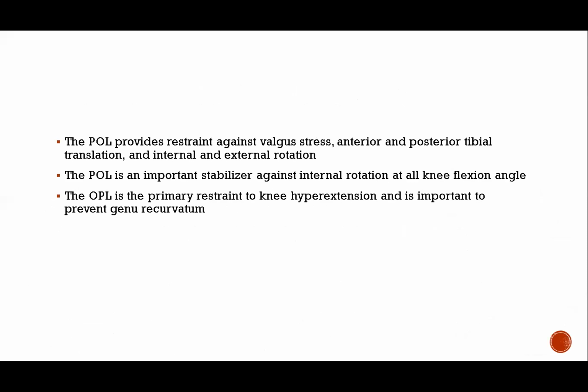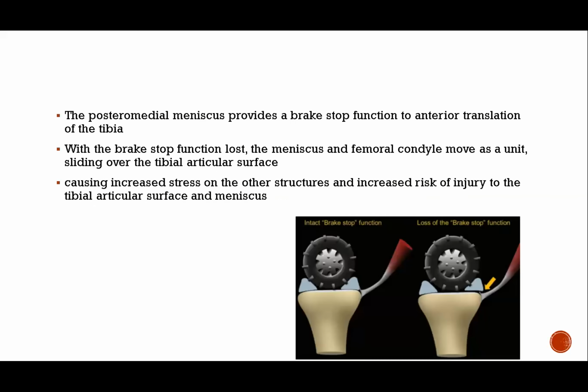The posterior oblique ligament provides restraint against valgus stress and anterior and posterior tibial translation, and is an important stabilizer against internal rotation at all knee flexion angles. The most important point to remember is that it is the stabilizer against internal rotation at all knee flexion angles, whereas the semimembranosus is the stabilizer against external rotation. The OPL, being a posterior structure, is the primary restraint to knee hyperextension and is important to prevent genu recurvatum.